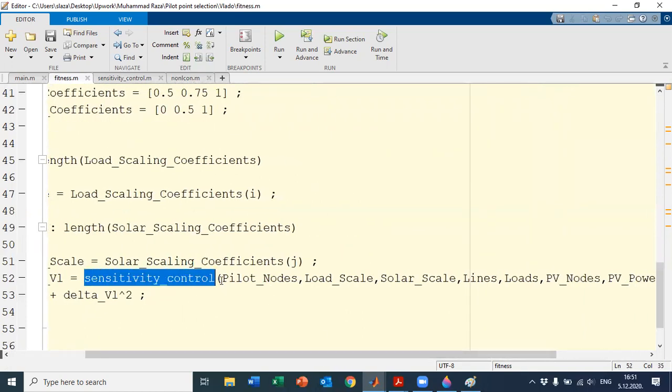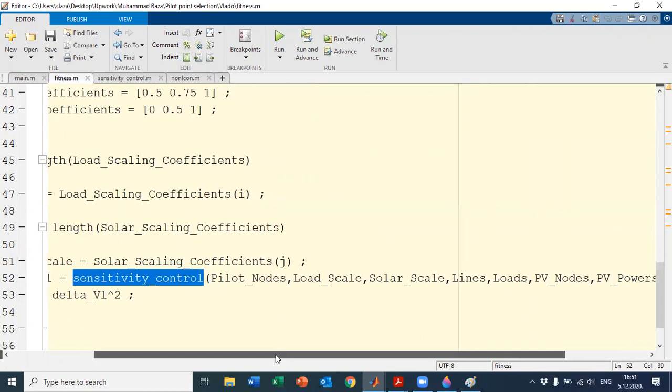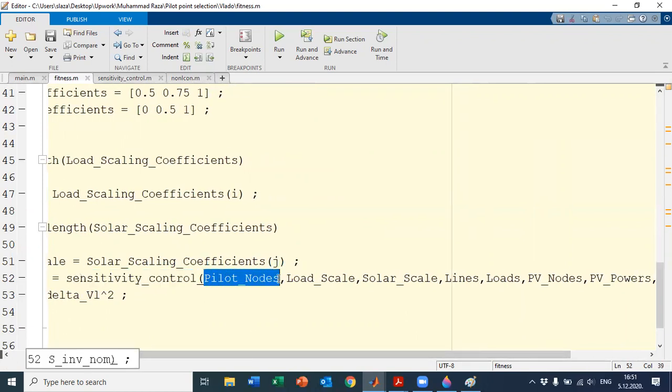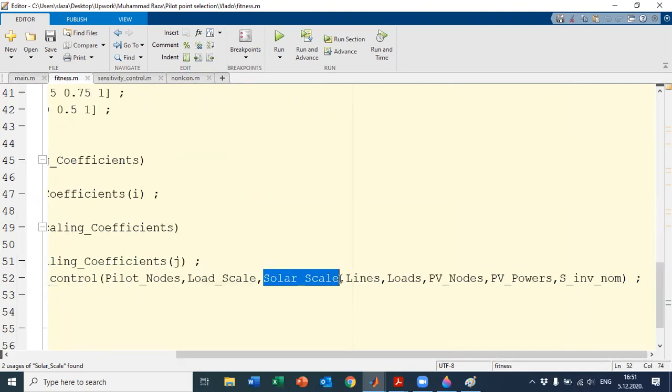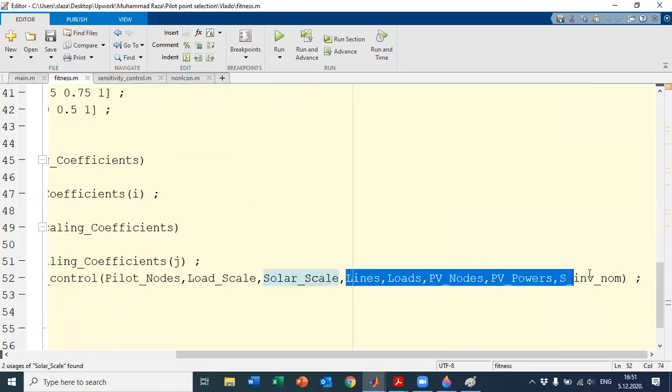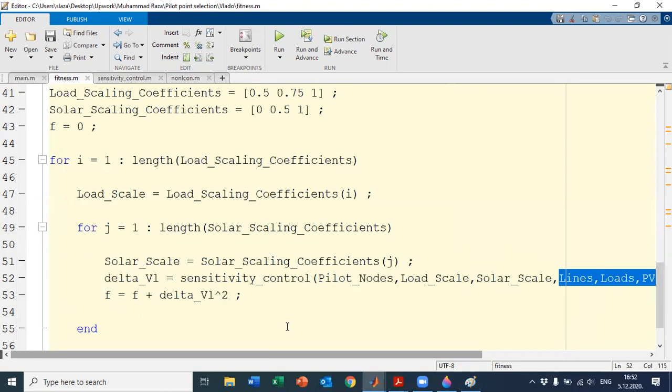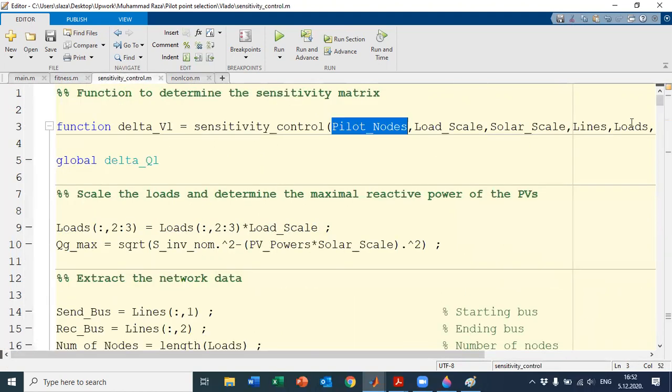Basically, the sensitivity control function, which I've talked about earlier, takes the pilot nodes, so it takes the locations of the pilot nodes, it takes the load scaling, so it scales the loads according to the scenario which is being simulated. It scales the solar generation according to the scenario which is being simulated, and it takes the data, of course, on the network. So it takes the values for the lines, loads, and the values related to the PVs and to the inverters. And this sensitivity control function, let's take a look at what it does.